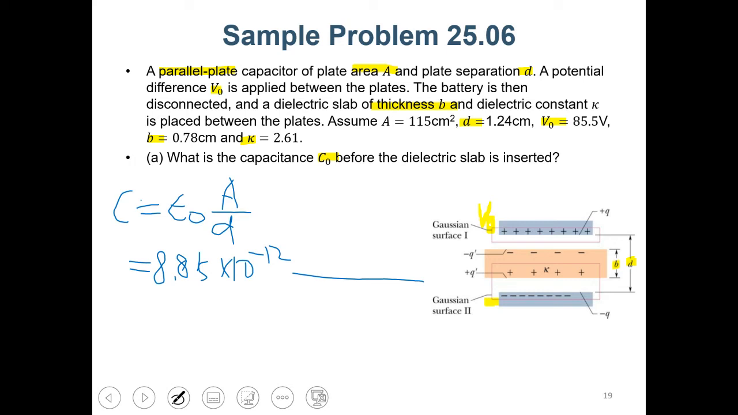115 centimeter square, but we need to convert it back to meter square. So it will become 115 times 10 to minus 4, because when you convert centimeter to meter, it is 10 to minus 2, but here it is centimeter square, so it will transform to meter square. It should be 10 to minus 2, and then square, so it will be 10 to minus 4. And then over D, which is 0.0124. So this is 8.21 picofarad.